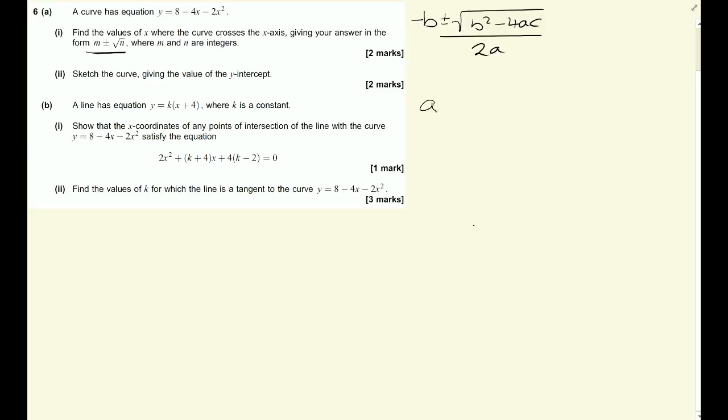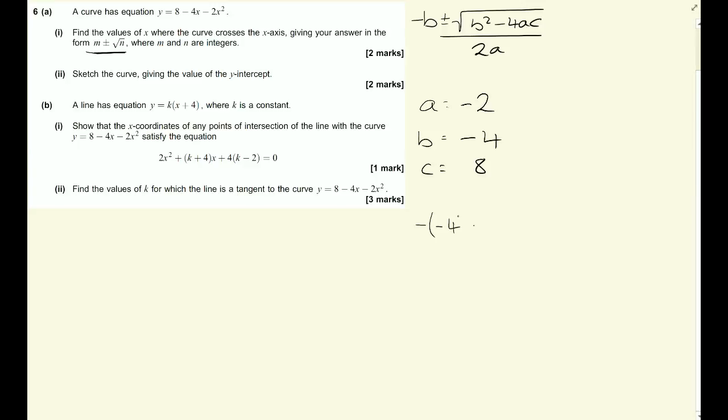Now in this question, I think it's just wise to take a moment to write out what your a, b and c are going to be, because the a is always the x squared coefficient, the number in front of the x squared, so that's the minus 2. B is always the number in front of the x, which is minus 4, and the c is whatever's added on, which in this case is positive 8. So now just take your time to put everything into this formula.